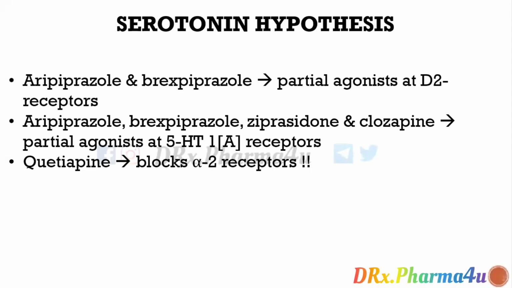Aripiprazole, brexpiprazole, ziprasidone, and clozapine, they are partial agonists at 5-HT1A receptors also. That means they activate 5-HT1A receptors also. So what happens in 5-HT1A when it gets activated, we will see in future slides. So you can easily understand what will be the pharmacological effects of these medicines when they activate 5-HT1A receptors. And quetiapine blocks alpha-2 receptors. That is a specialty of quetiapine. And I will come to that also. When alpha-2 receptors are blocked, what happens?